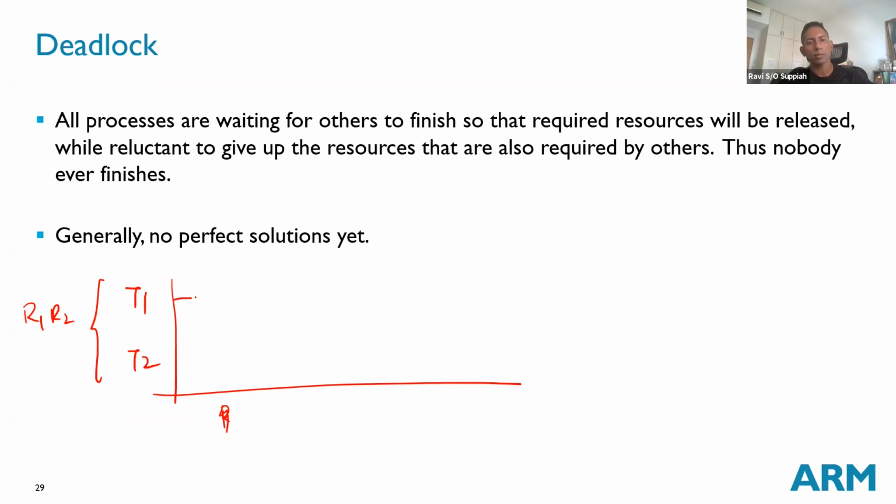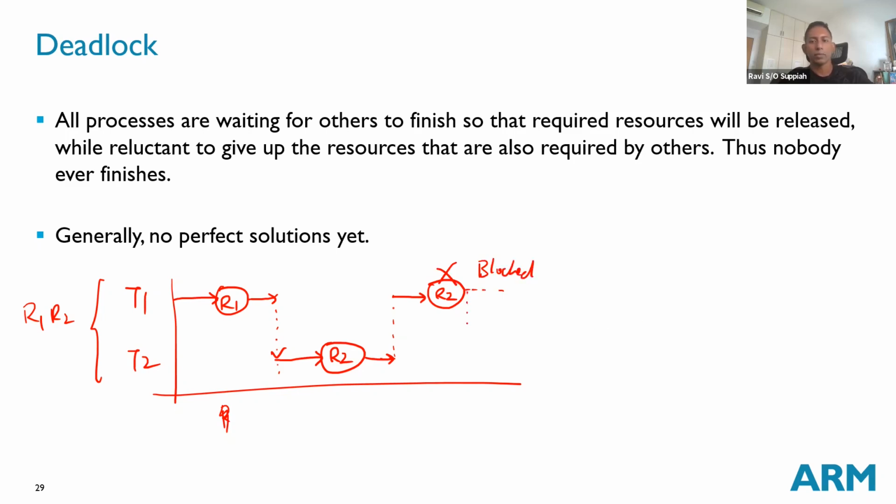So let's assume task 1 is running first and it acquires resource 1. Then it's running, and halfway there's a context switch here, and task 2 runs, and it acquires resource 2. Then it runs, and before it finishes, there's another context switch, and task 1 tries to acquire resource 2. What happened? It's not allowed, so it goes to a blocked state.